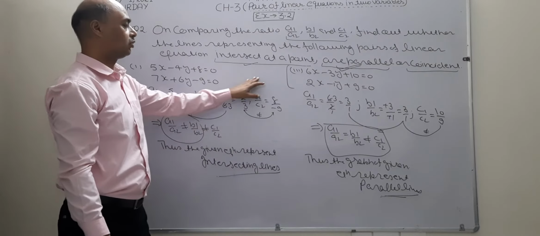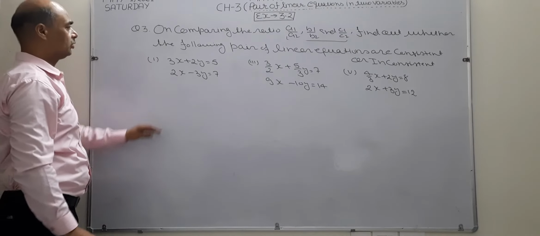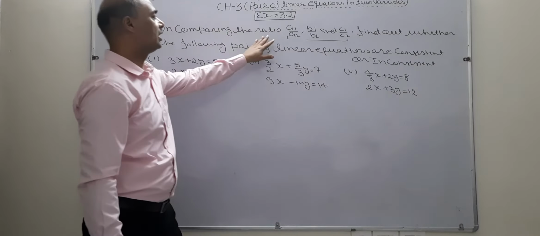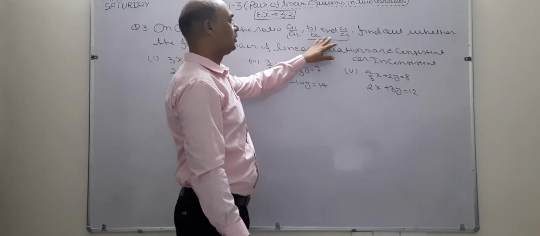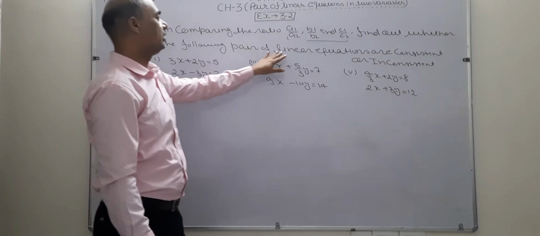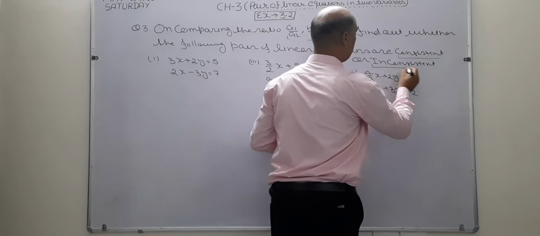I leave the second question for you. Now I am going to solve question number 3. Now see what is given. On comparing the ratio. In this question, we are going to compare the ratio A1 by A2, B1 by B2, C1 by C2. Find out whether the following pair of linear equations are consistent or inconsistent.